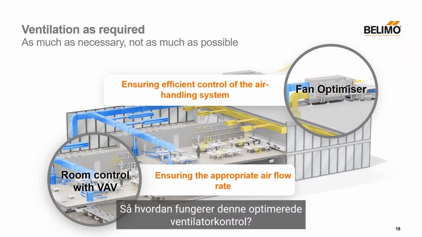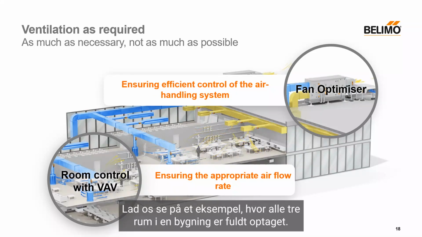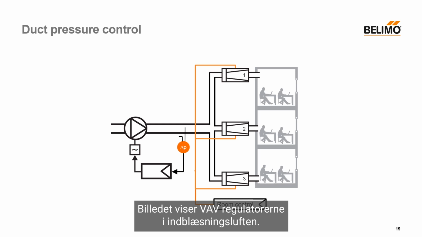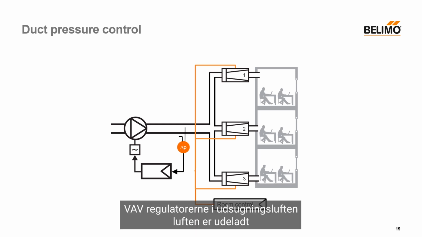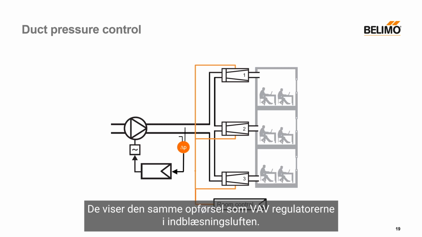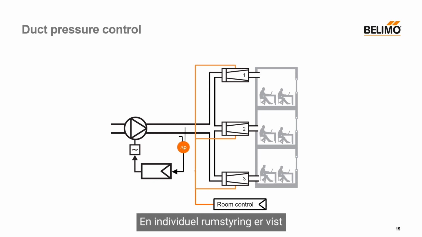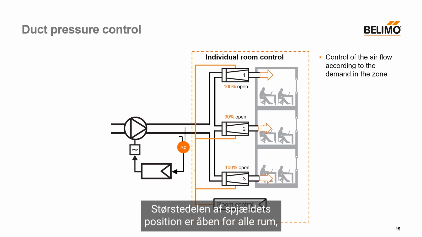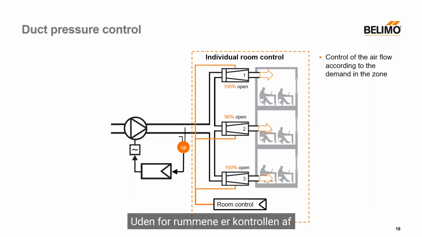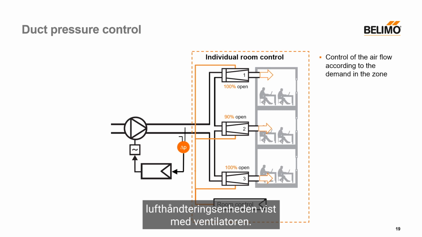So how does this optimized fan control work? Let's look at an example where all 3 rooms of a building are fully occupied. The picture shows the VAV controllers in the supply air. The VAV controllers in the extract air have been omitted for a better overview of the image. They show the same behavior as the VAV controllers in the supply air. An individual room control is shown, which controls the air volume flow as required. The majority of the damper position is open for all rooms, and thus a maximum volumetric flow is guaranteed to flow into the room. Outside the rooms, the control of the air handling unit is shown with the ventilator.